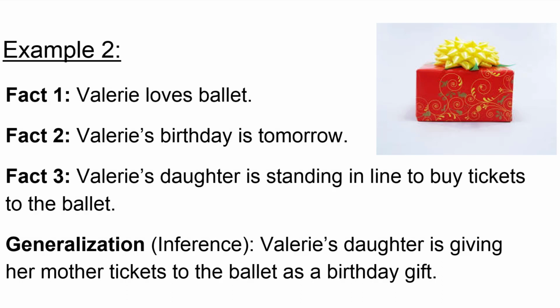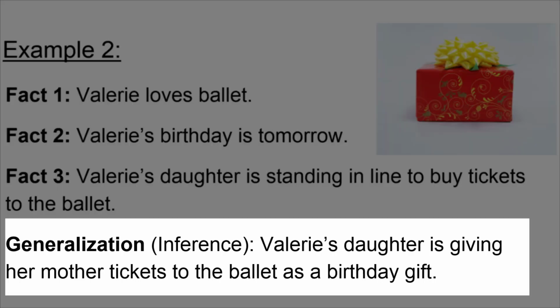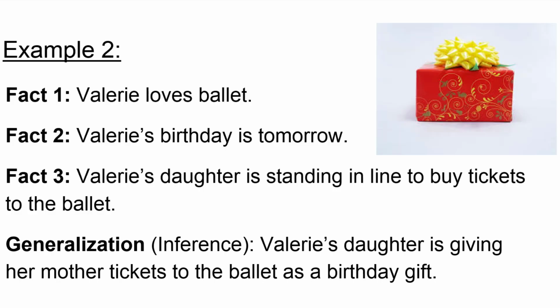In another example, we'll use inference. Valerie loves ballet and Valerie's birthday's tomorrow. We see Valerie's daughter standing in line to buy tickets to the ballet. We can infer from this that Valerie's daughter is going to give her mother tickets to the ballet as a birthday gift. Do we know for certain that's why the daughter is in line to buy tickets to the ballet? No, but it is a logical conclusion.